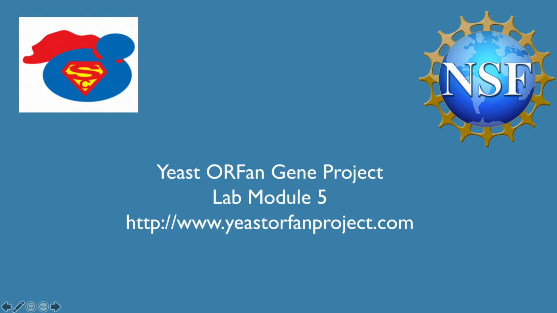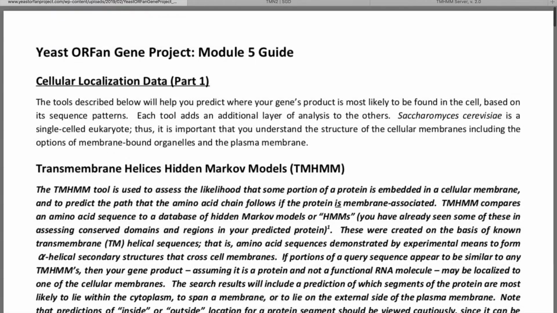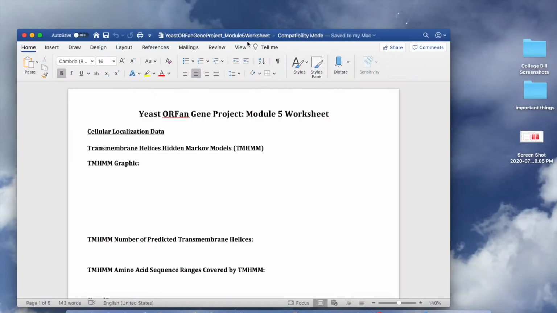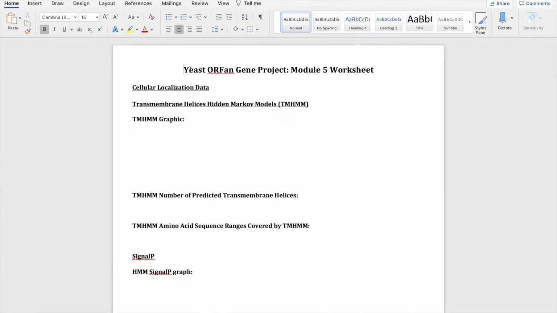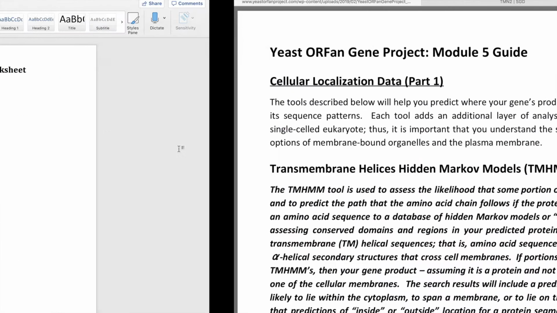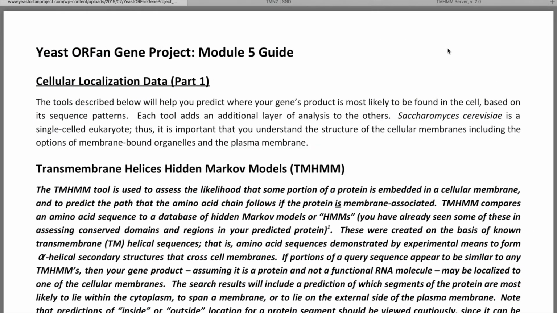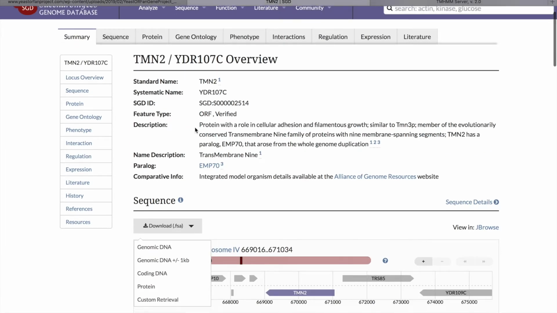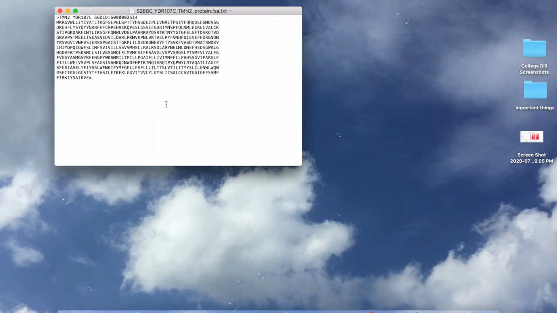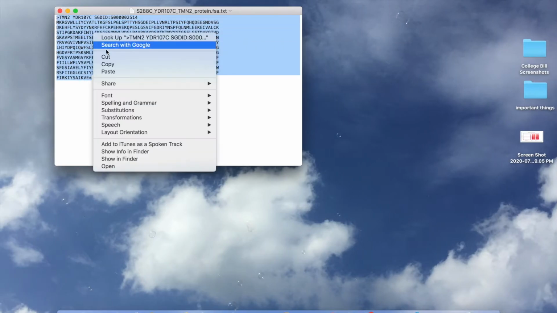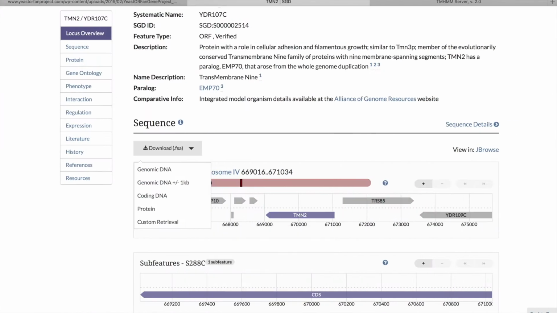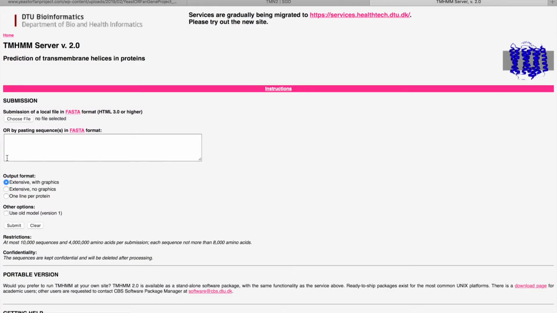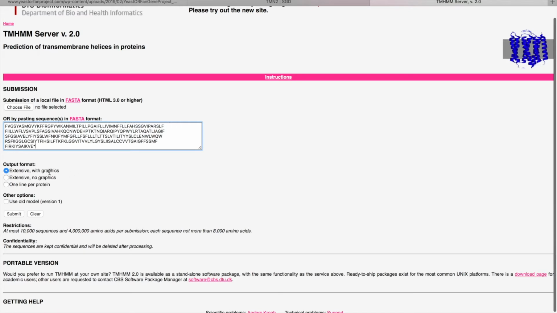So let's get started. I'm going to open the worksheet and a guide from the Yeast ORFan Gene Project. We're going to start out with the transmembrane helices hidden Markov models, and we're going to need to go to the SGD. I'm using the G&T MN2 today and get the protein FASTA sequence. You're going to want to keep this up with you the rest of the module because we'll be going back and using it. So I'm going to paste it there, make sure extensive with graphics is selected, and submit.